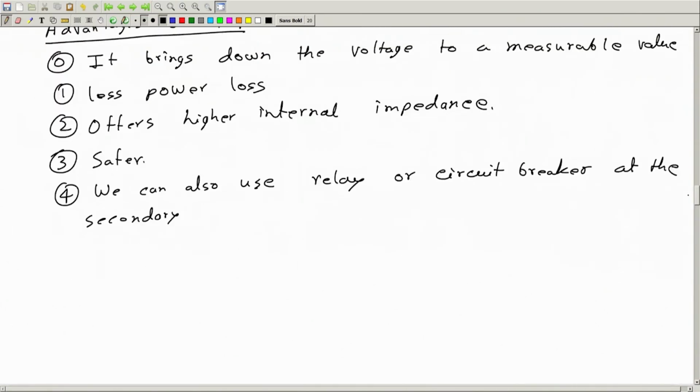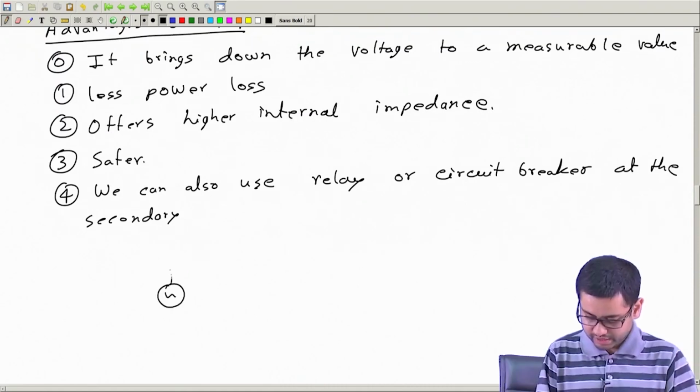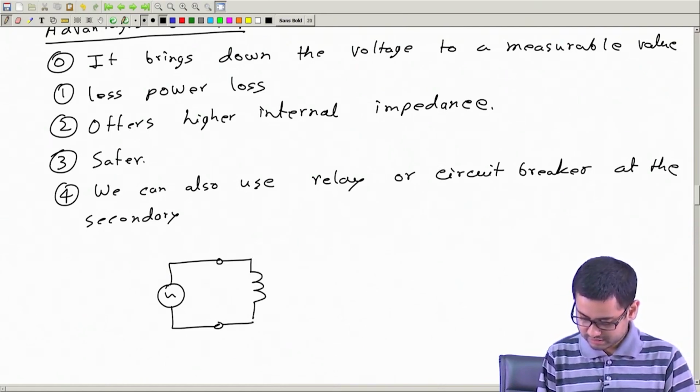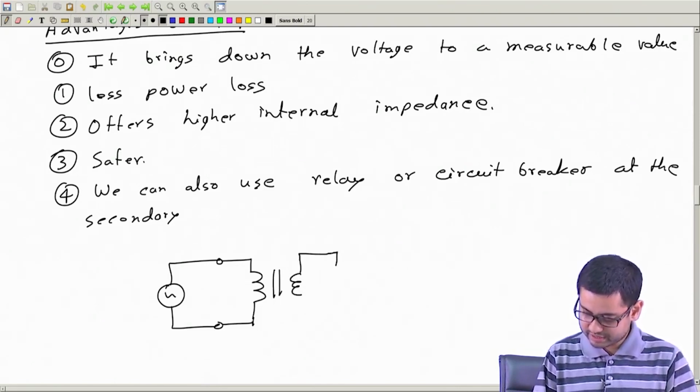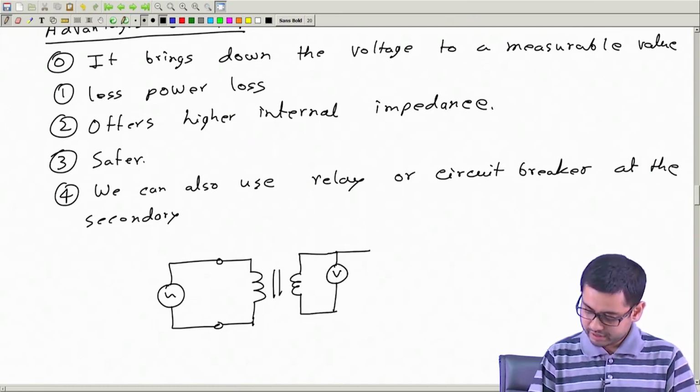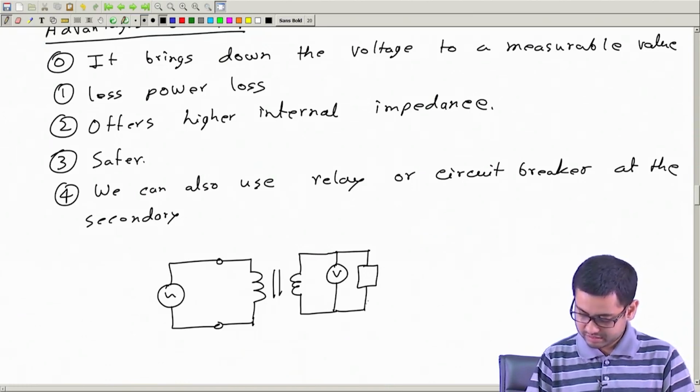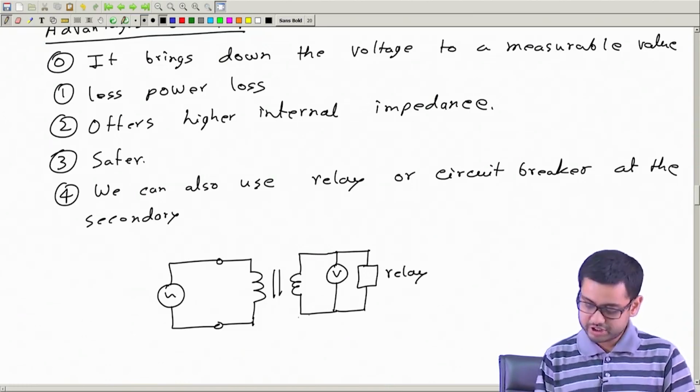Okay, so like this. If this is an unknown voltage we want to measure, we can connect it to a step down PT transformer, and then here we can connect the voltmeter which will indicate the voltage. We can connect relay, circuit breaker, whatever we want, other instruments like this.